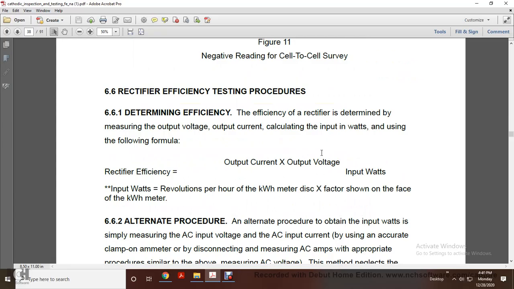6.6 Rectifier efficiency testing program, procedure. Determine the efficiency of the rectifier by measuring the output voltage and output current, then calculating against the input watts using the following formula. Rectifier efficiency is equal to output current times output voltage over input watts. Input watts are revolutions per hour times the kilowatt-hour meter disc K factor shown on the face of the kilowatt-hour meter.